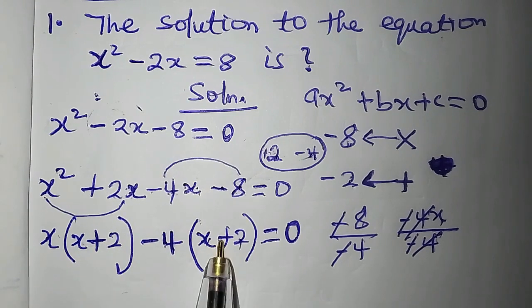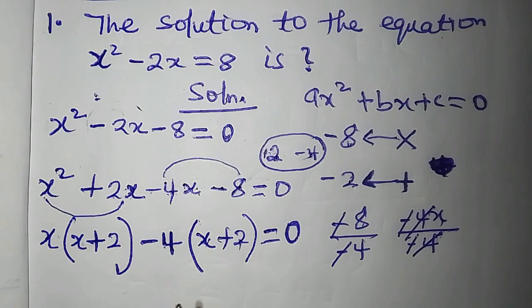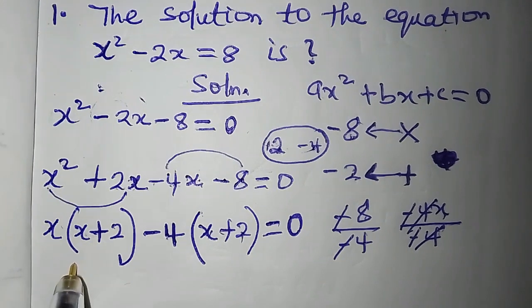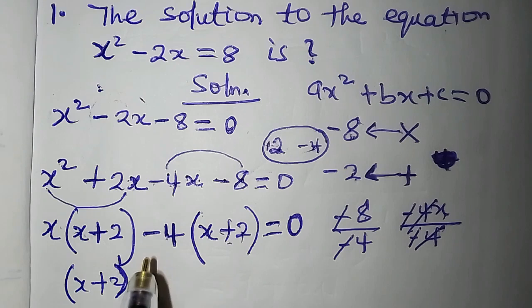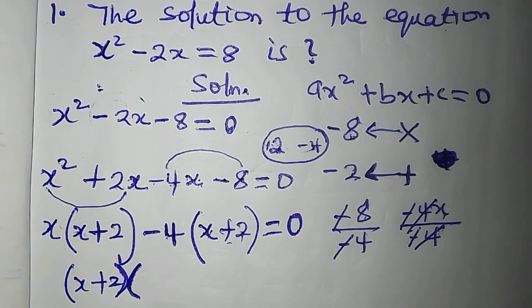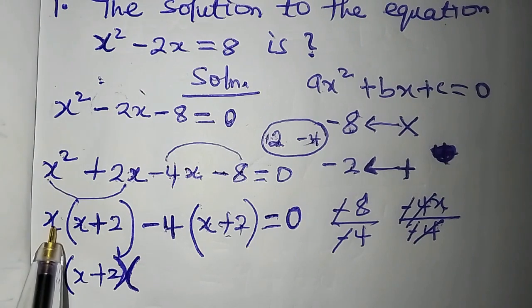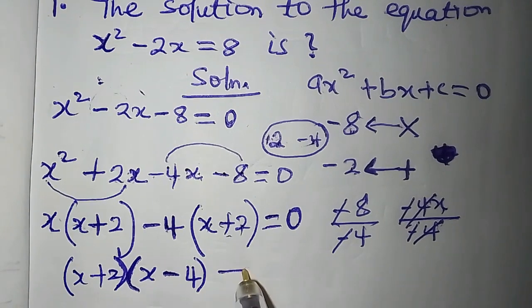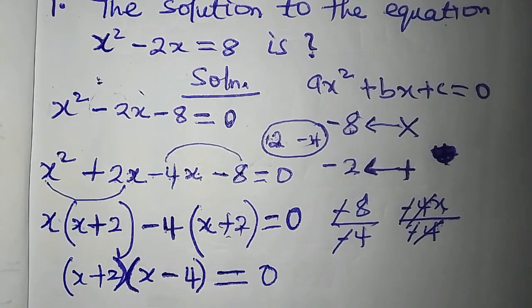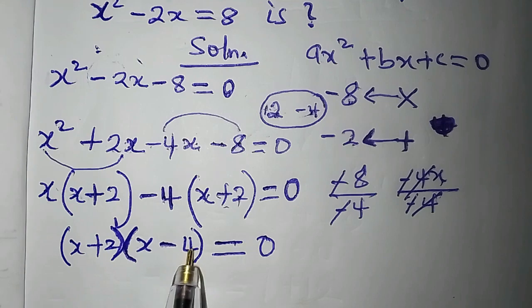x plus 2, x plus 2. It means that we are on point. So I will just bring one of the terms outside, x plus 2, one of them that is in brackets. Then open another bracket. These terms outside, x minus 4, will form another bracket, equal to what? 0. x plus 2 times x minus 4 equal to 0.